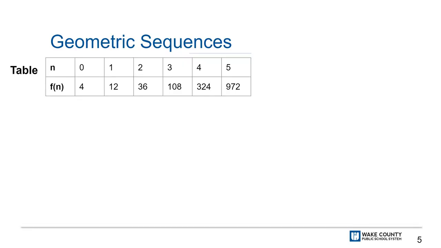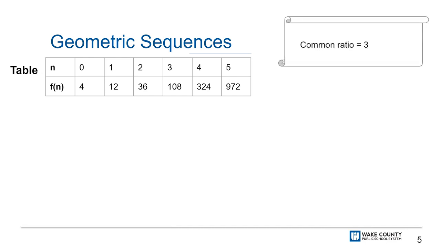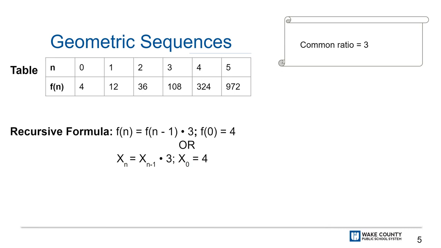Here's an example of a geometric sequence in table form. The common ratio for this sequence is 3, because the bottom row of values is increasing by a factor of 3. A recursive formula would look like f(n) = f(n-1) times 3, f(0) = 4, or x sub n equals x sub n-1 times 3, starting from x sub 0 equals 4.